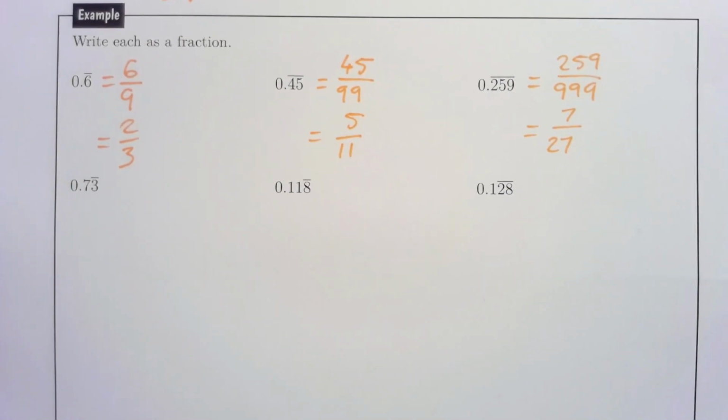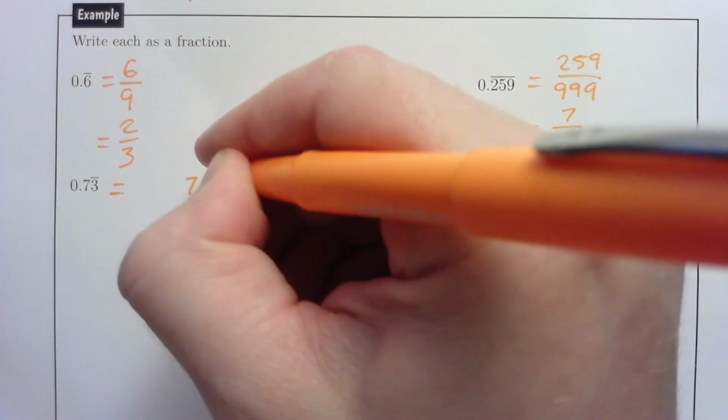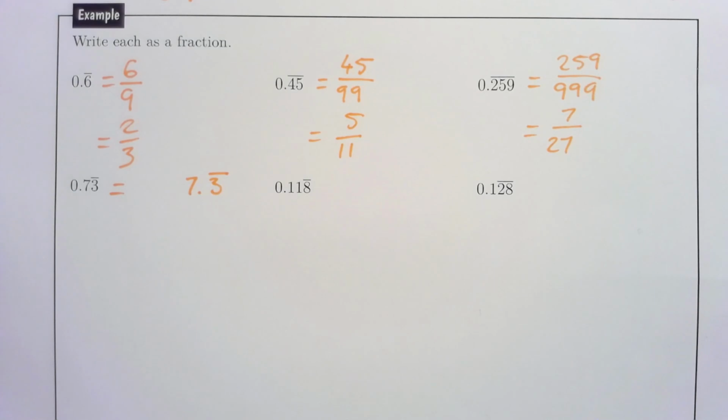Now, it's a little more difficult when we have a mixture of non-repeating and repeating digits after the decimal point. But let's look at how we can do this. The first thing I want to do with 0.73 repeating, where only the 3 is repeating, is shift it so only the repeating digits come after the decimal point. So really, I want 7.3 repeating. Now, this isn't really the same number anymore.